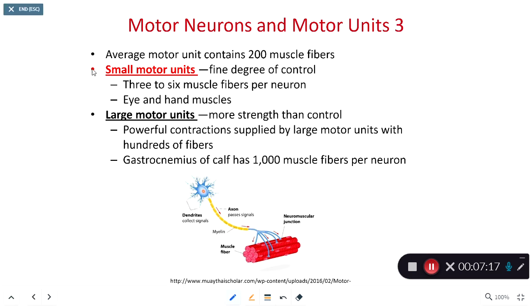So, as we look at a motor unit, the small motor units are typically going to be in our eye, hand, and facial muscles. And they're super tiny. We'll have only 3 to 6 muscle fibers per neuron. Large motor units, on the other hand, can have up to 1,000 muscle fibers per motor neuron. Now, these are the extremes. An average motor unit is going to have 200 individual muscle fibers. But when we talk about fine motor control, think of very small motor units, and then gross motor control is going to have the very large motor units associated with them.